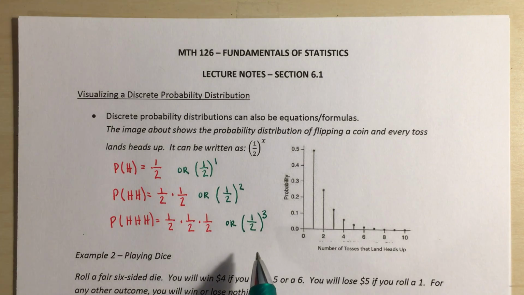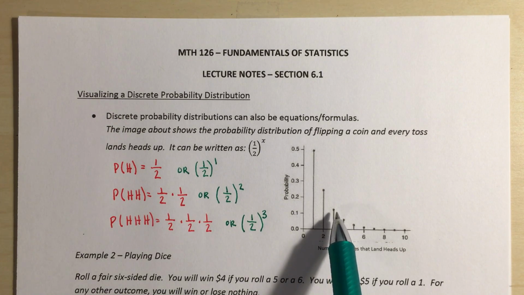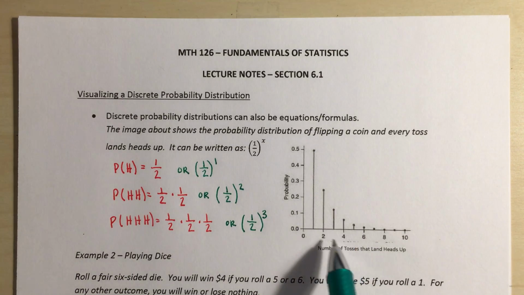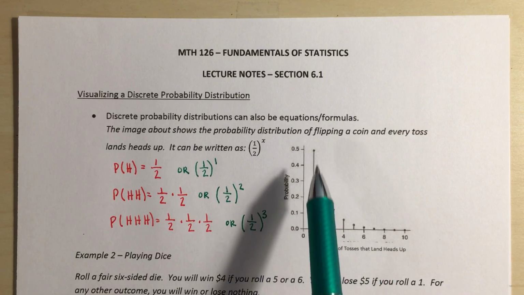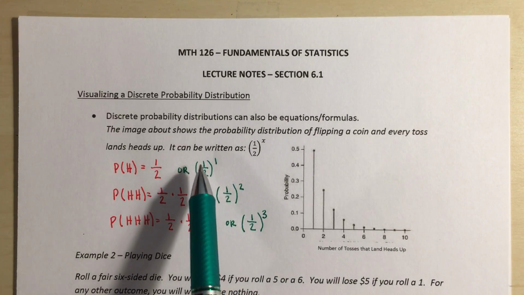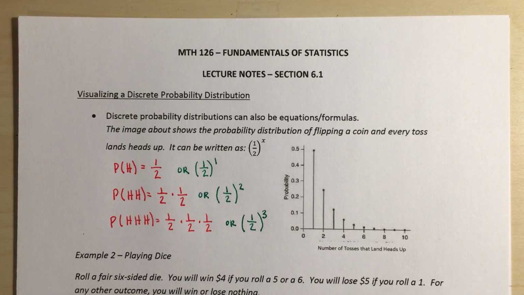1/2 cubed gives us 1/8, which is 0.125. So 3 flips, 0.125. Then we would have 4 for the next one, and so on and so forth. So these values correspond to this formula. So when we're thinking about discrete probability distributions, we may see some sort of combination of formulas, tables, and or graphs.